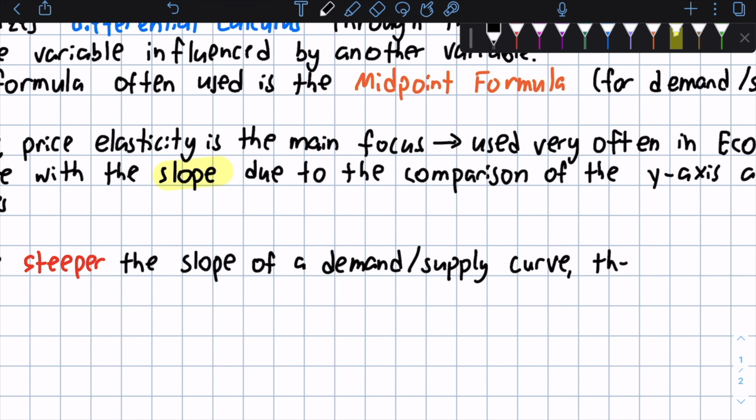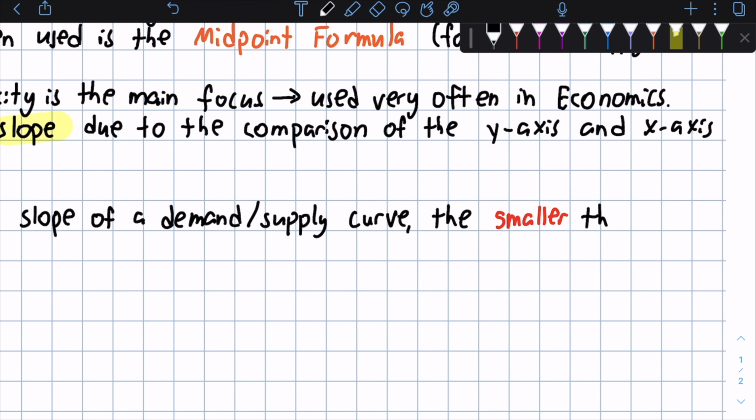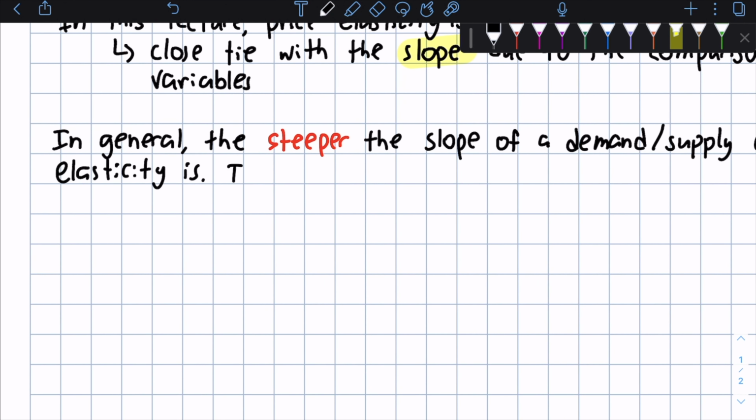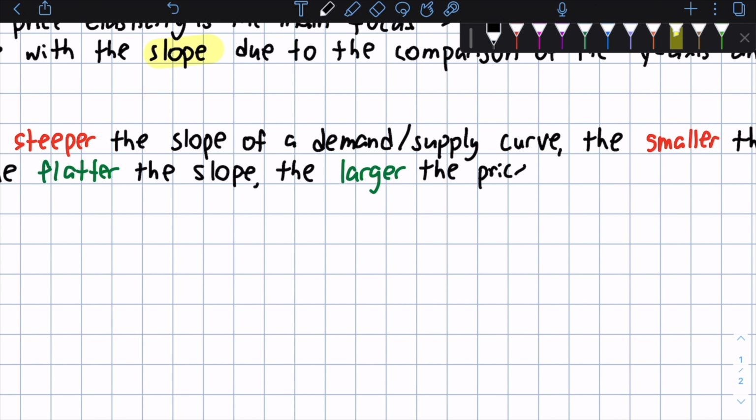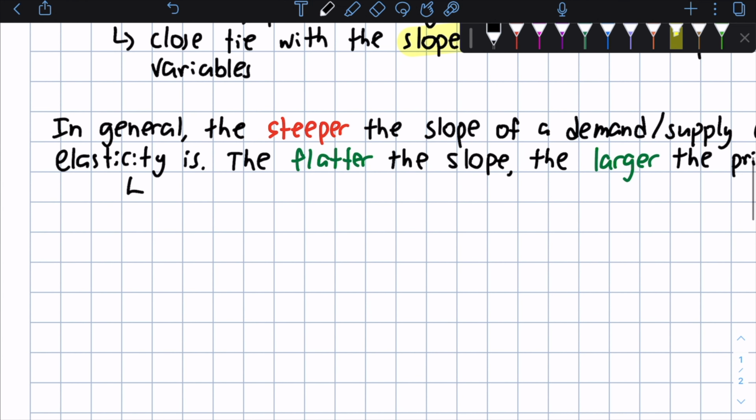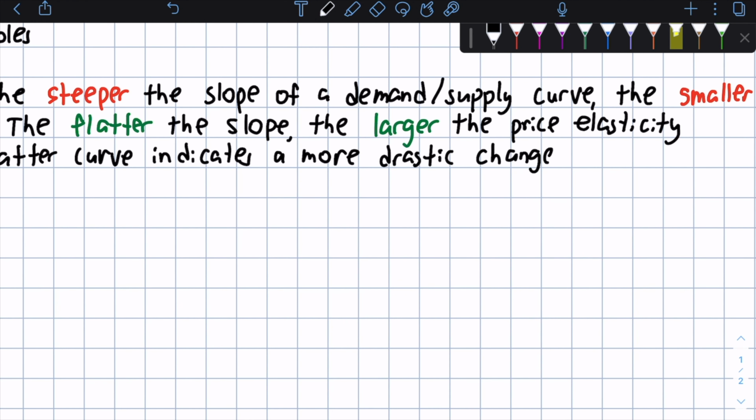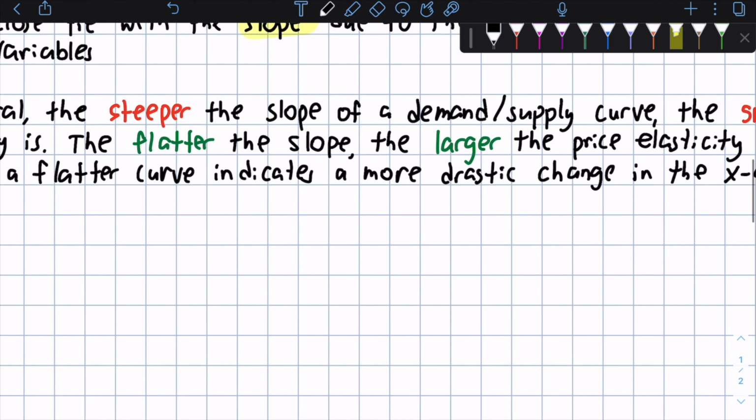So the steeper the curve here, the smaller the price elasticity of demand or supply is, and the flatter the curve, the larger the price elasticity becomes. This indicates that there is a more drastic change in the x-axis variable when the y-axis variable is changed by a certain percentage. So the flatter the curve, the larger the change.